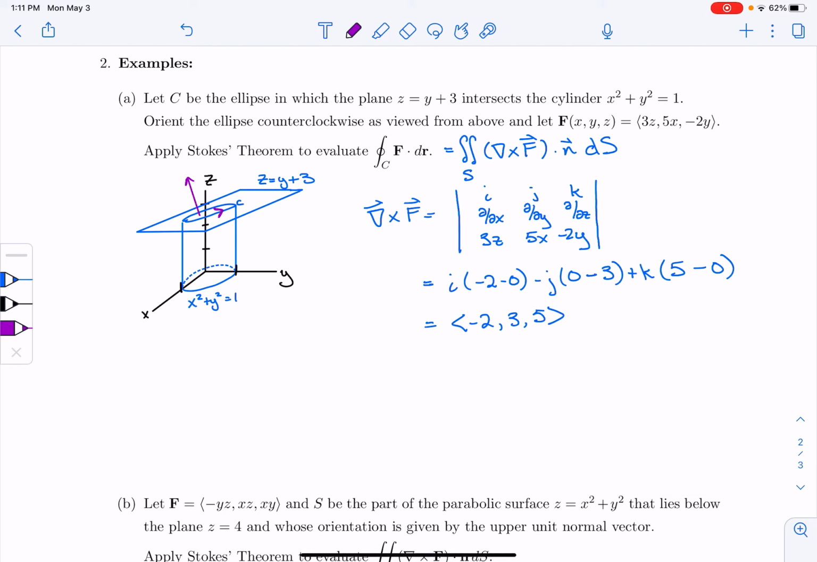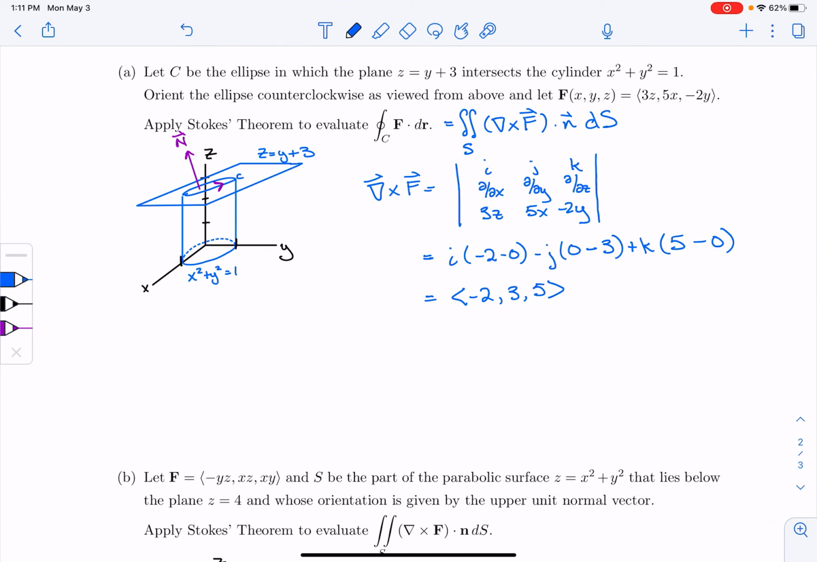Okay, so this is going to be my normal vector to the surface, n. And n, we can express this as just negative the derivative of z with respect to x, negative the derivative of z with respect to y, and then 1. So here I'm taking the derivative of this function z with respect to x, which is going to be 0, and then negative the derivative of z with respect to y is going to be negative 1, and then 1. So that's my normal vector.